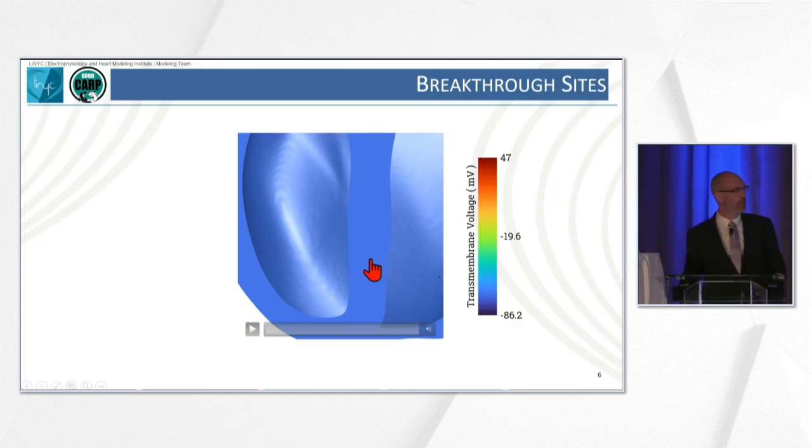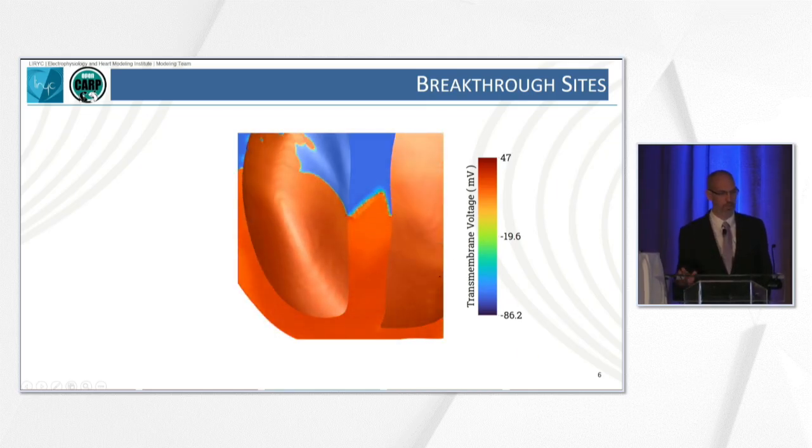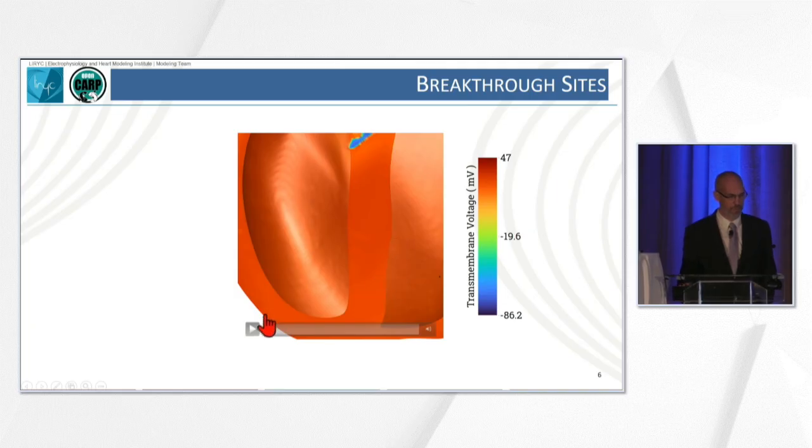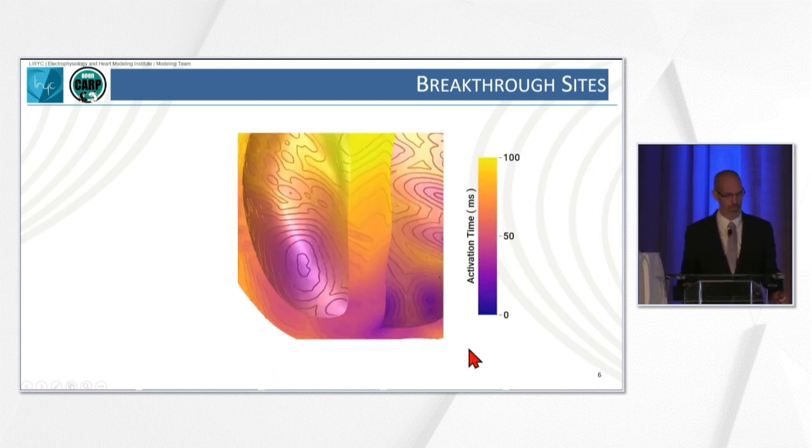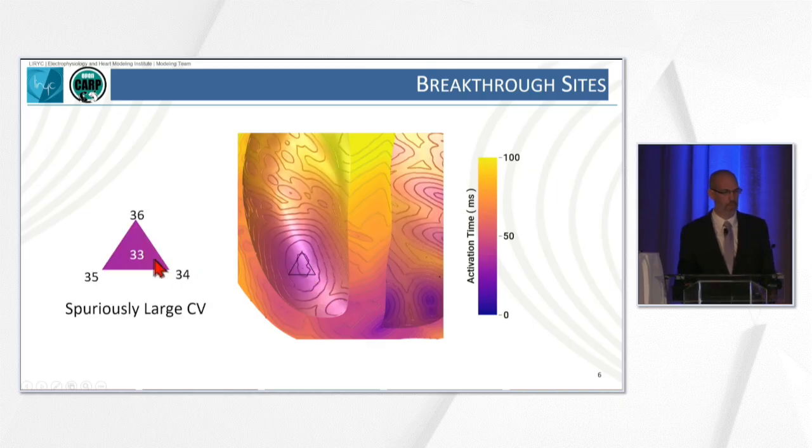Another issue with measuring the 3D surface velocity is breakthrough sites. So here's an example of activation. We're looking at the endocardium. There's a Purkinje system that's responsible for this activation. I'll play it again. And if we look at the activation map, and if we look specifically at a breakthrough site, we see this triangle.